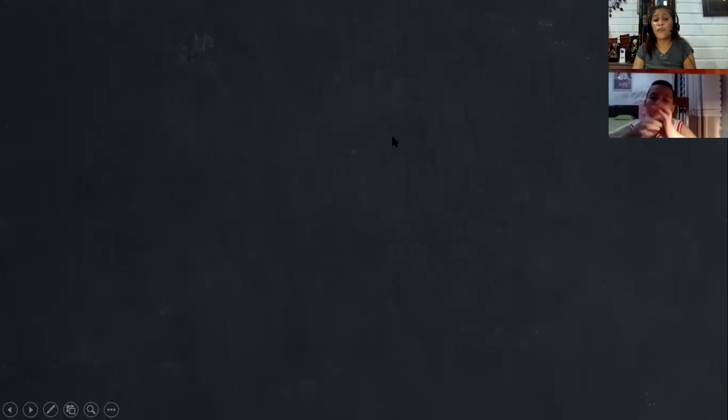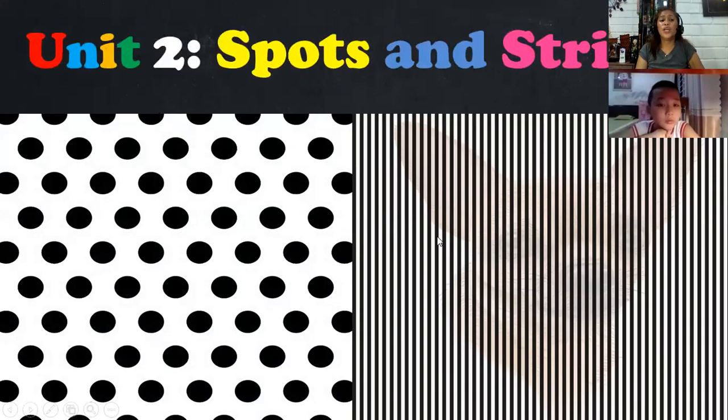Do you find subject-verb agreement a little bit hard? Yeah. Oh, very good. It's okay. What have you seen in here? A black spot and white stripes. This is what we call spots and stripes. Okay, Unit 2 will have spots and stripes.